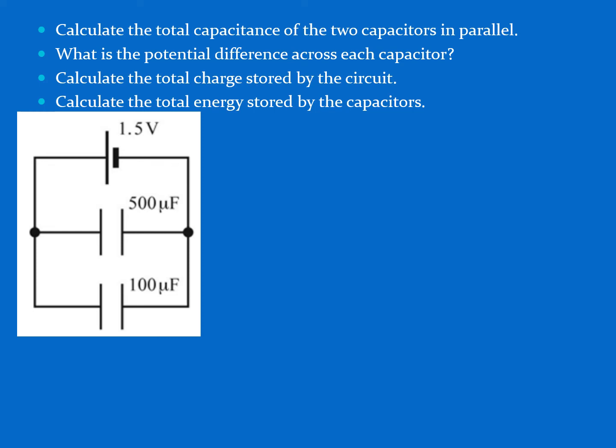So it's in a parallel combination. So for the first part, the equivalent or total capacitance is equal to the sum of them, so C1 plus C2. 500 microfarads plus 100 microfarads gives us 600 microfarads, so that's the first part.